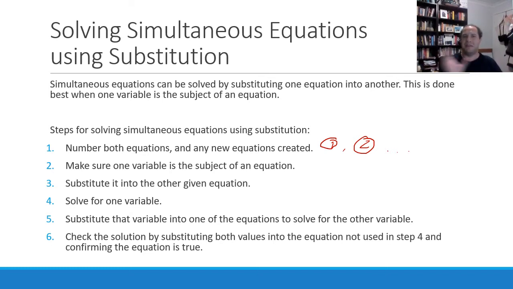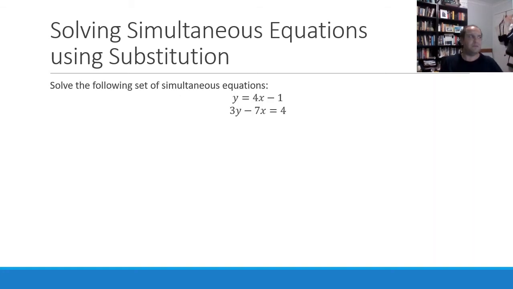Once you've substituted that value in one equation into the other, you can rearrange and solve for one variable, and once you know one variable, you can substitute it into one of the equations you started with to get the second variable and rearrange for that. Finally, it's worth checking your solution to make sure that the solution you've got actually makes both equations true at the same time. Alright, so let's do an example.